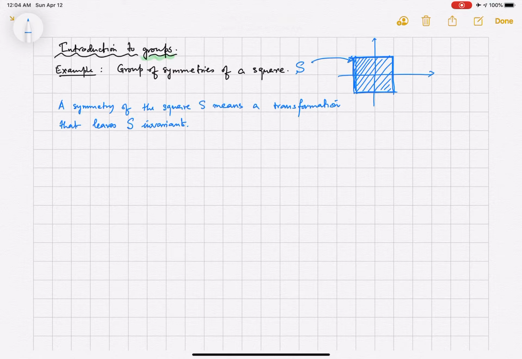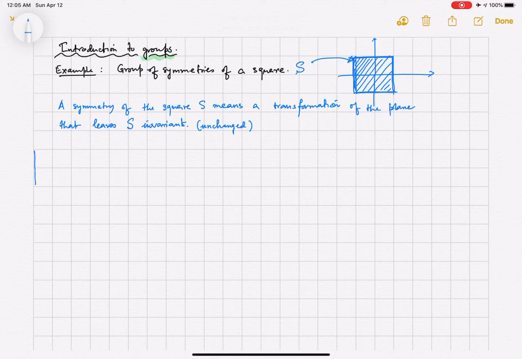What kind of transformation? We'll give the examples, but let's say, transformations of the plane. So let's just say transformations of the plane generated by reflections and rotations of the plane. So that's a transformation of the plane that leaves S invariant. Invariant means unchanged, exactly unchanged. So it's still not quite precise. It's better to give an example.